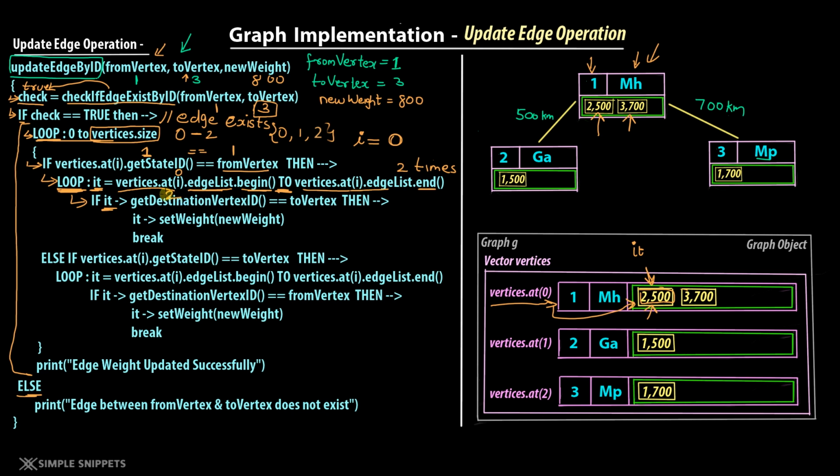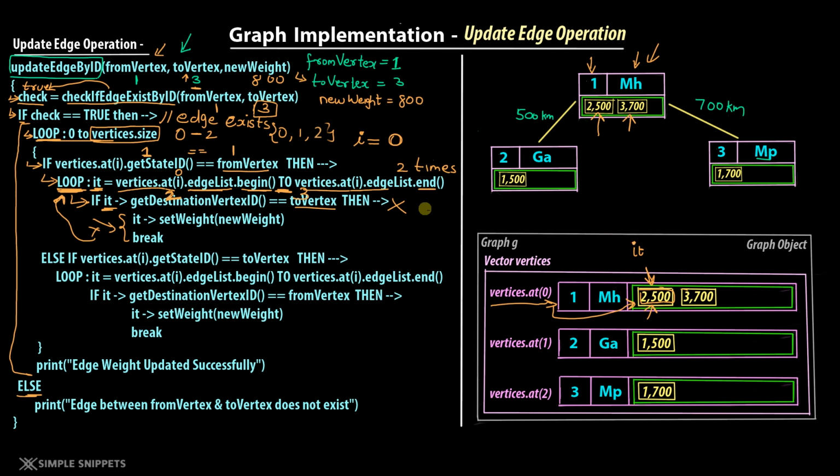Let me write 2. Is it equal to 2 vertex? What is this 2 vertex? Remember at the very top, in the update edge by ID, we pass the 2 vertex and it is equal to 3. Right? We've written it over here also. 2 vertex is 3. So is 2 equal to 3? No. So it's not a match. Correct? So this if block, which has 2 statements inside, does not execute, and we will come to the start of the loop again. And now, as I mentioned, this inner loop will run 2 times.